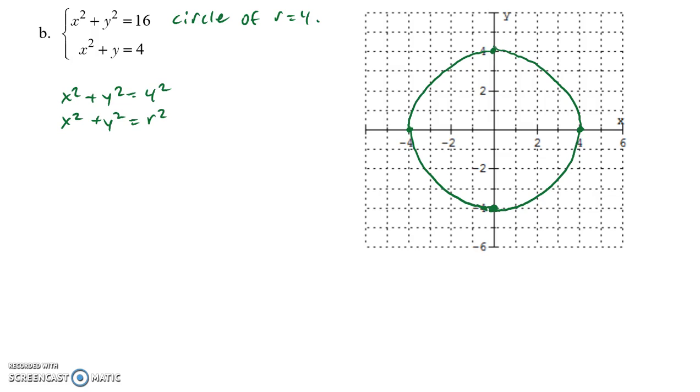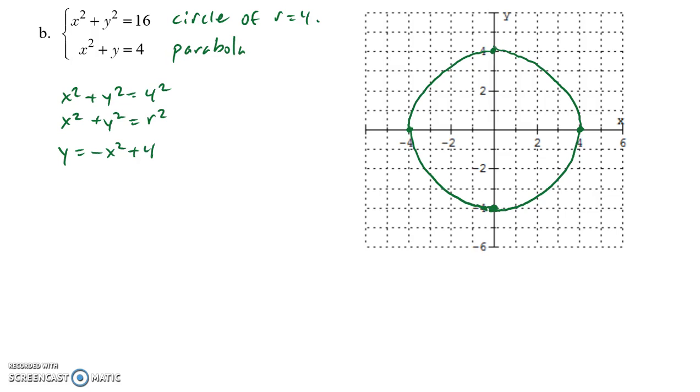Let's look at the second equation now. x squared plus y equals 4. If we solve that for y, we would have y equals minus x squared plus 4. Hopefully you recognize that to be a parabola. The vertex of the parabola is at 0, 4. It is an inverted parabola opening down and then shifted up 4 units. So the vertex would be at 0, 4, which just so happens to be one of the points that the circle passes through. So that's going to be one of the solutions of our system of equations.